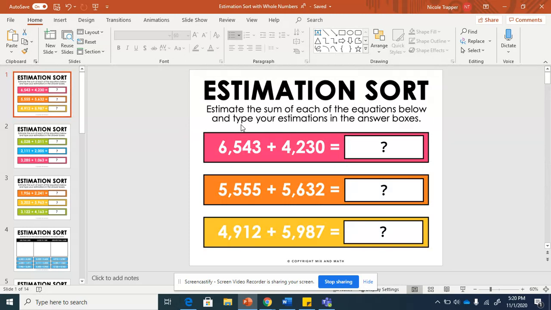So today we're going to be working on the estimation sort. We need to estimate the sum of each of the equations below and type your estimation in the answer boxes. The reason we're doing this week is because we're going to be working on word problems a lot this week, and to be able to solve our word problems, part of our UPSC strategy is estimating to be able to check our work and assess for reasonability. So I want to go over some estimation with adding, subtracting, and multiplying.